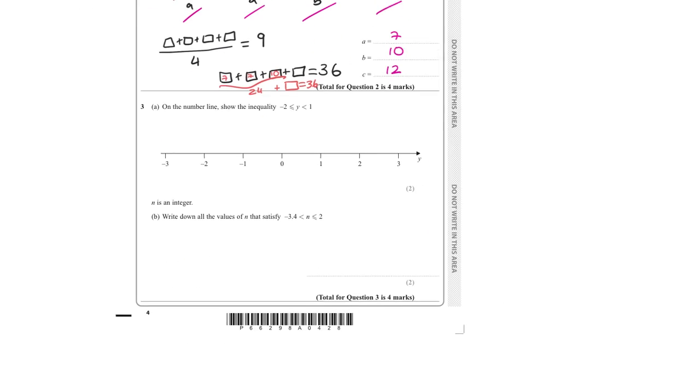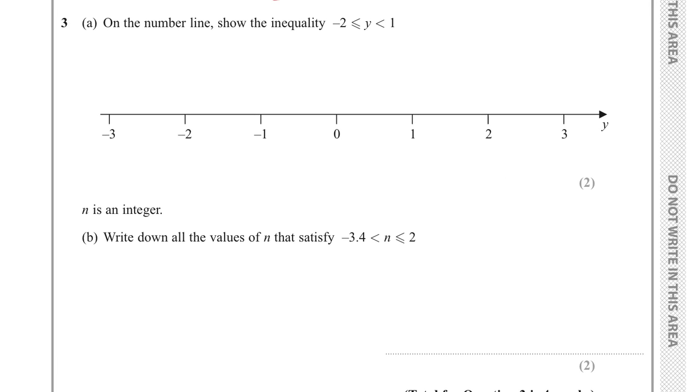Okay. Question 3. On the number line, show the inequality -2 is less than or equal to y is less than 1. Well, first of all, -2 is here and 1 is here. Now, if it includes -2, what do we have to do? Fill in the circle to know that this is included. Does it include 1? No, because our inequality is just less than. This is less than and including, this is just less than. So, we draw a straight line, and there we have it. Nice and easy, 2 marks.